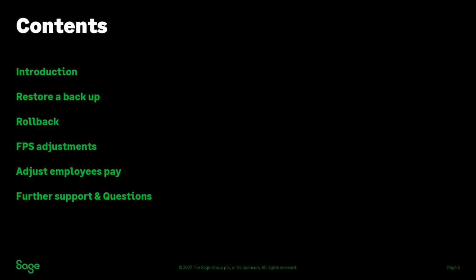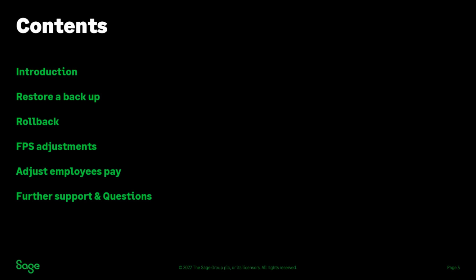We're going to start off with a quick introduction about mistakes and errors that can happen. We're then going to have a look at the restoring a backup option, followed by the rollback. Then it's on to FPS adjustments. So what to do when you need to adjust the FPS that you've sent across to HMRC. Following on from that, it will be adjust your employee's pay. And finally, we'll finish off by going through all the further support that you have available, as well as any remaining time that we have for any questions that you may have. So that's what we'll be covering in today's session.